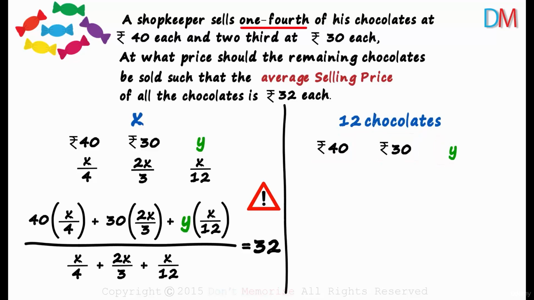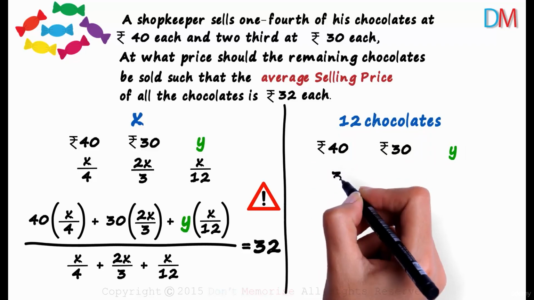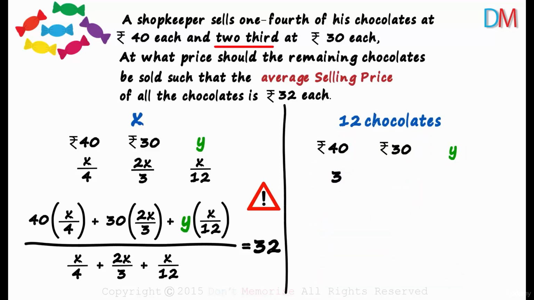She sells 1/4 of the chocolates at 40 rupees. 1/4 of 12 is 3. She sells 2/3 at 30 rupees. 2/3 times 12 is 8. And she sells the remaining at y rupees. Out of 12, 3 and 8 are sold. 1 remains. Remember, 12 chocolates are just an assumption.